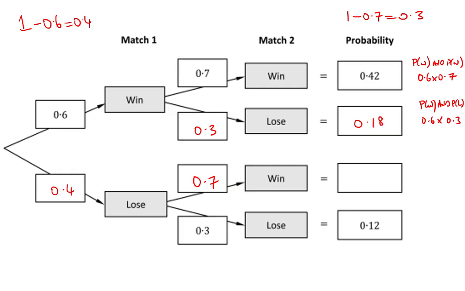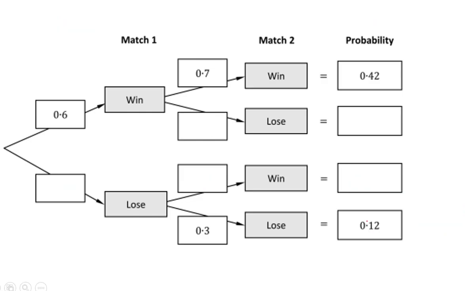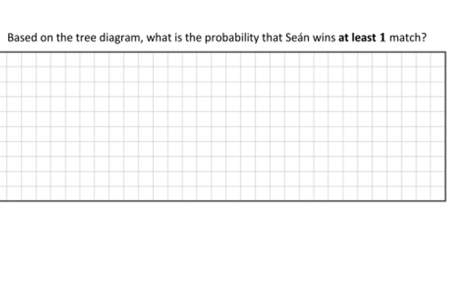and that turns out to be 0.18. The next scenario, he could lose the first match and win the second match. So losing is 0.4 in the first match and winning is 0.7 in the second match, and that's going to be 0.28. The last scenario is that he loses both matches, the probability of lose and the probability of lose in the second match. So that's 0.4 by 0.3, which is 0.12. Job done, right? So moving on.